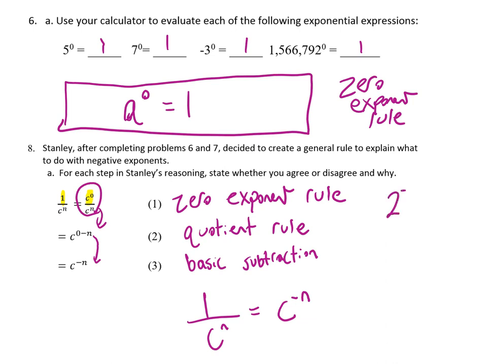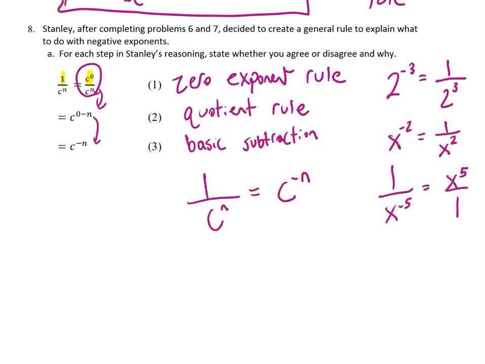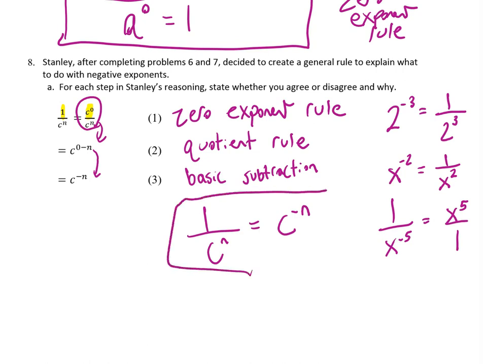So for example, if I have 2 to the negative third power, then I could write that as 1 over 2 to the third power. If I have 5 to the negative second power, let's use a variable. If I had x to the negative second power, I could write it as 1 over x squared. Alternatively, it works the other way. If I had 1 over x to the negative fifth, then that could become x to the fifth over 1. So negative exponents are reciprocated, moved from numerator to denominator or denominator to numerator, and they become positive. To give this a name, this could be called the negative exponent rule.